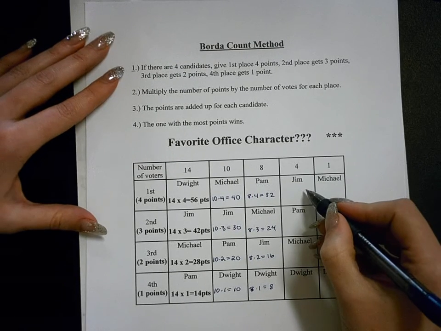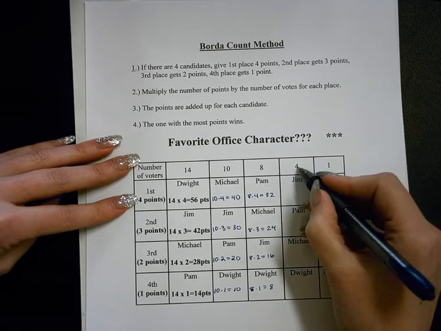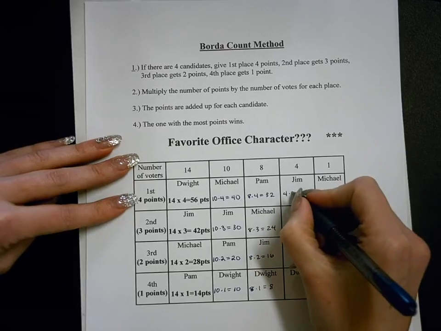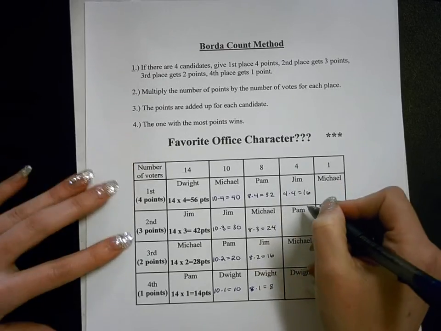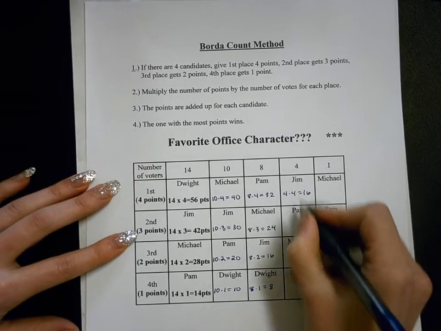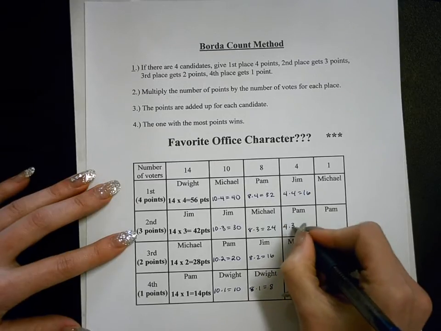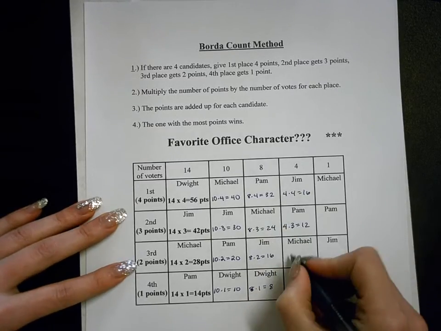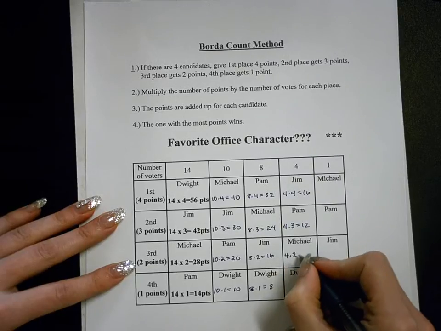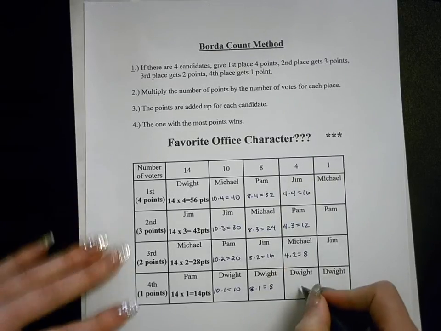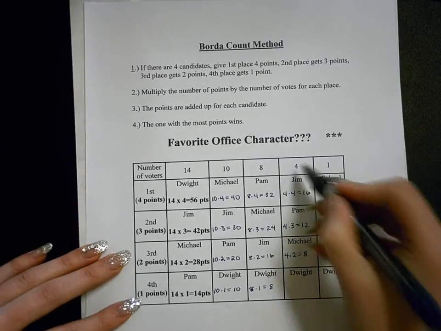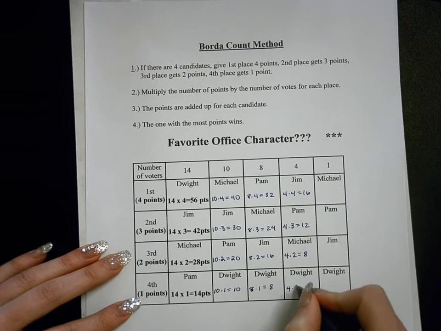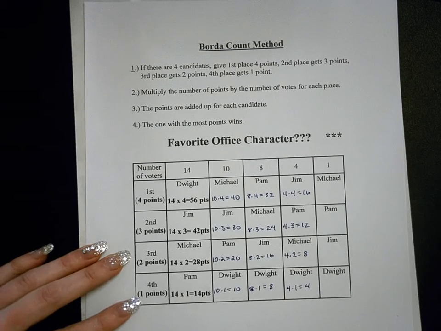Jim's in first place, so he gets 4 points. There's 4 people that voted him there, so 4 times 4, which is 16. Pam's in second, so we're going to go 4 times 3, which is 12. Michael's in third place, so we're going to go 4 times 2, which is 8. And Dwight is in last place, so we're going to go 4 times 1, which is 4 points.